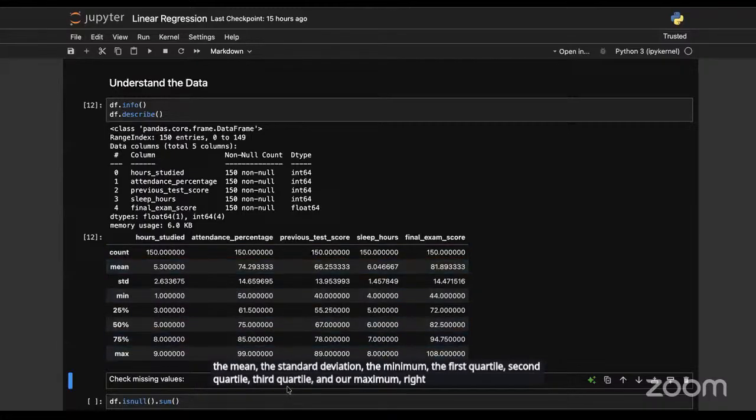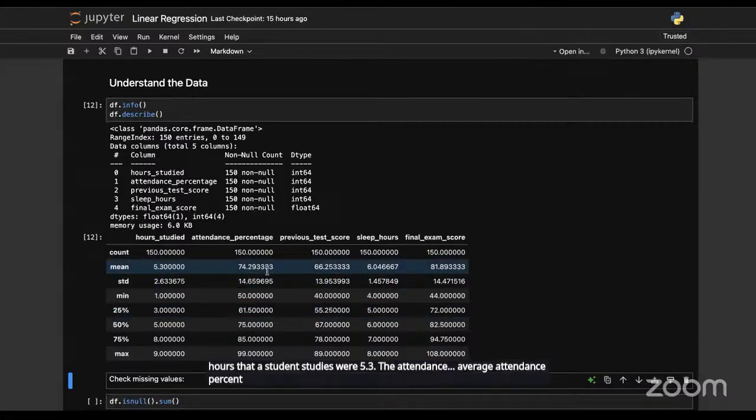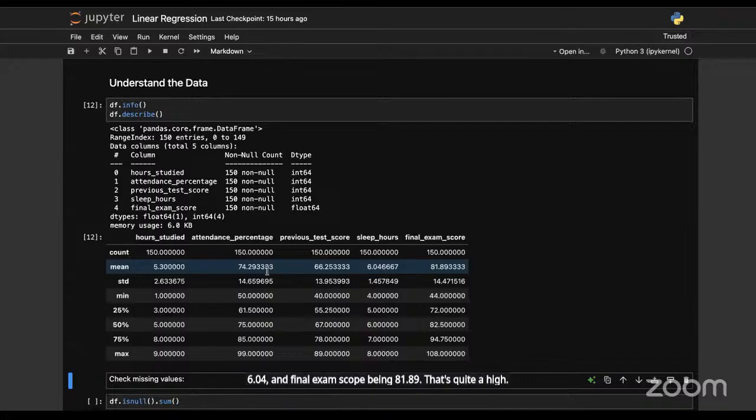You read through that, you see that the average hours that a student studies was 5.3. The average attendance percentage was 74.29. We have previous test score average being 66.25, sleep hours being 6.04, and final exam score being 81.89. That's quite a high average. Okay, this class is doing well.